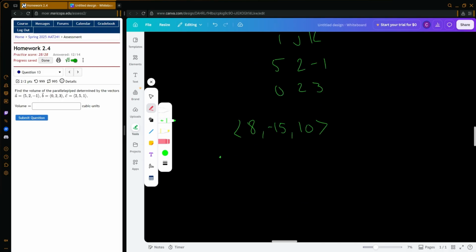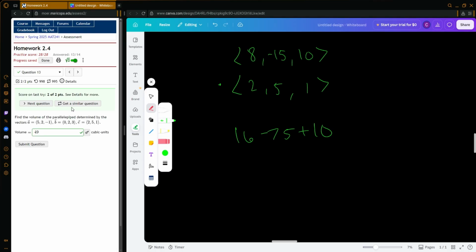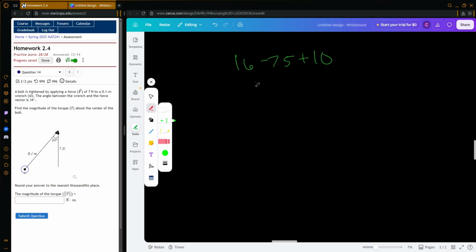Now c is going to be the vector 2, 5, 1. So we get 16 minus 50 plus 25, 75, plus 10. So that's going to give us 16 minus 75 plus 10, negative 49. So we'll just take the absolute value of that, 49. Okay, that's right.